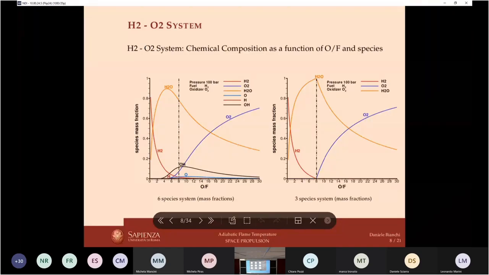So this is the species mass fraction obtained at 100 bar, considering just H2O as the product. And of course, here we have to consider some H2 or some O2 because of dilution when we move towards different values of OF. But you see the different behavior when we consider also the other species. So you see that here this OH follows the temperature more or less. And the same is also true for the oxygen or hydrogen atoms that, however, are displaced more. The peak is on the right or on the left because, of course, of the relative greater amount of oxygen or of hydrogen.